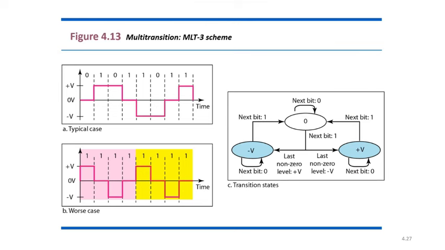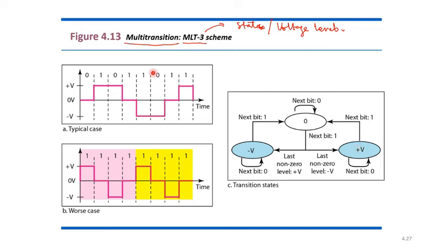Yes. So the next line coding scheme is the multi-transition scheme, called multi-transition 3, MLT-3. Here 3 stands for three different states, or we call them voltage levels. With multi-transition, there will be multiple transitions, and three states or voltage levels: plus V, zero, and minus V. So these three states are the zero state, the negative state, and the positive state.